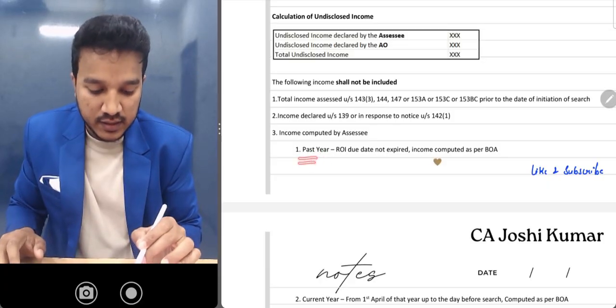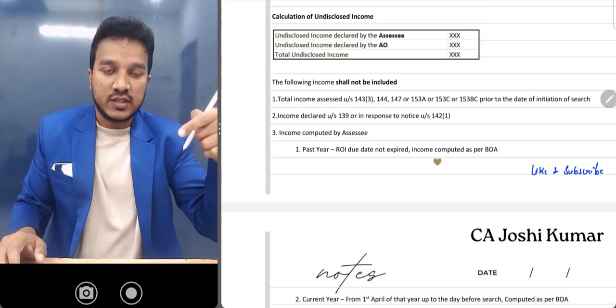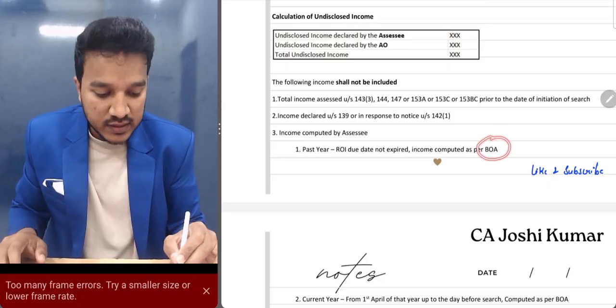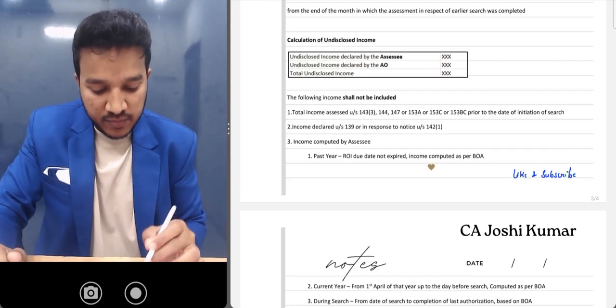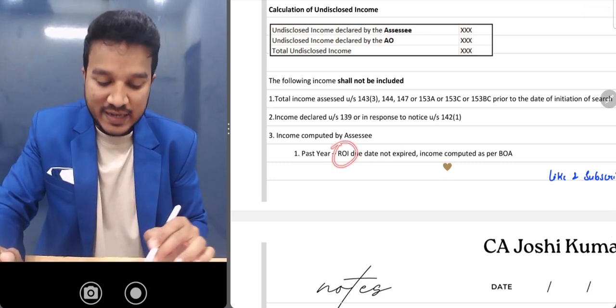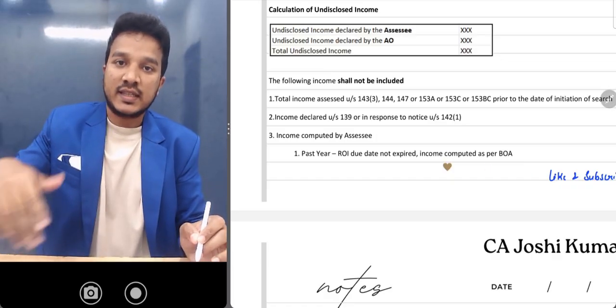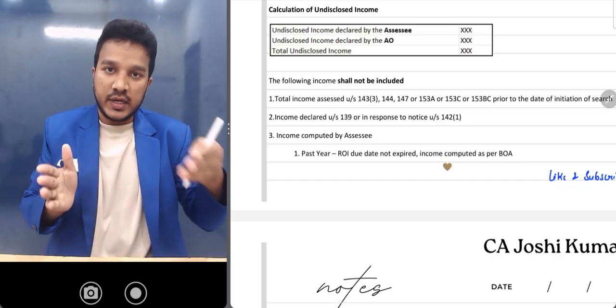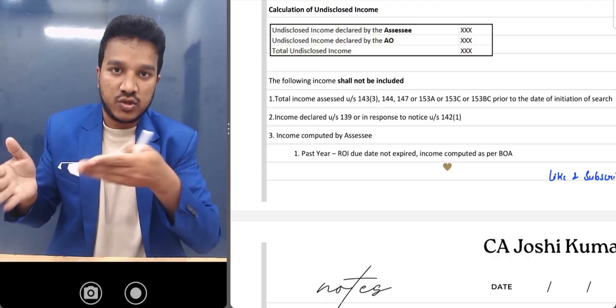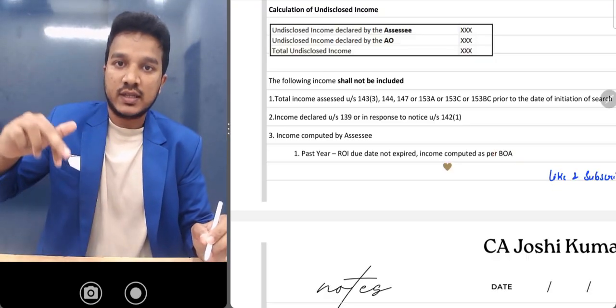If the return of income due date for the past year is not over, in that case, whatever is there in the books of accounts, in case of last year, his due date has not yet ended. Okay, in that case he did not file any return of income, so you cannot see his books of accounts and say that it is undisclosed income. Anyways, when the due date comes he will file the return of income based on his books of accounts only. So by looking at his books of accounts, you should not say that this is undisclosed income.